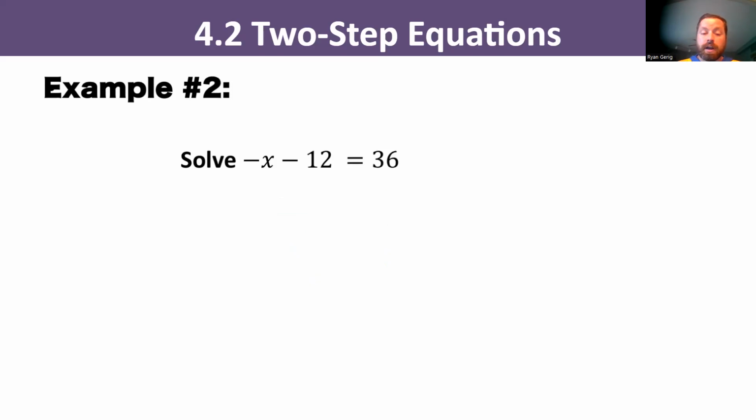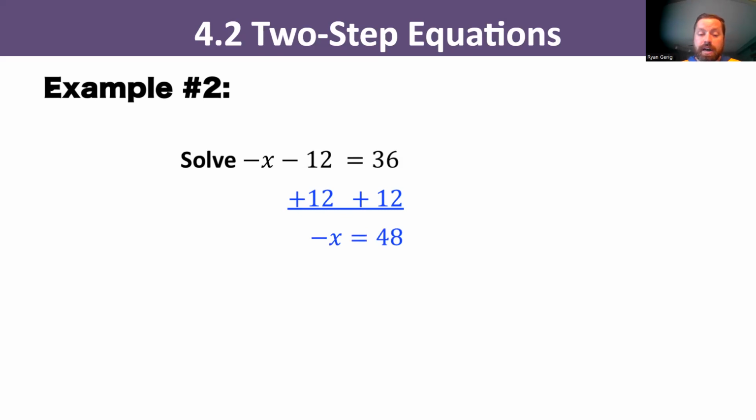Example 2. Tricky one here. Looks like a one-step equation, but in reality, we've got -1 in front of that x. So it's -1 times x minus 12. So we've got multiplication and subtraction going on. So the first thing we want to do is take care of the subtraction. So we have to add 12. The inverse operation is to add 12 to both sides. Well, that leaves me with -x equals 48.